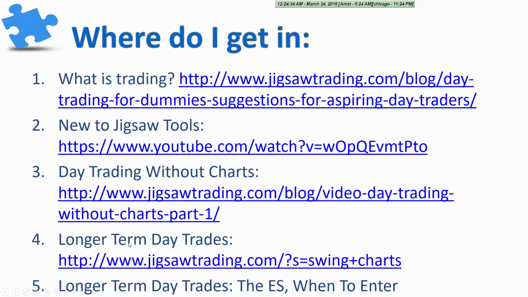Now, for longer term day trades, we're looking at swing charts. The stuff that we've got on swing charts, so just search for swing charts, there's a few articles and so on. That's a look at how to define trades based on weak pullbacks and how to set bias so that you're actually looking for pullbacks in the right direction. I would say that's a level up in terms of trade location from the day trading without charts.